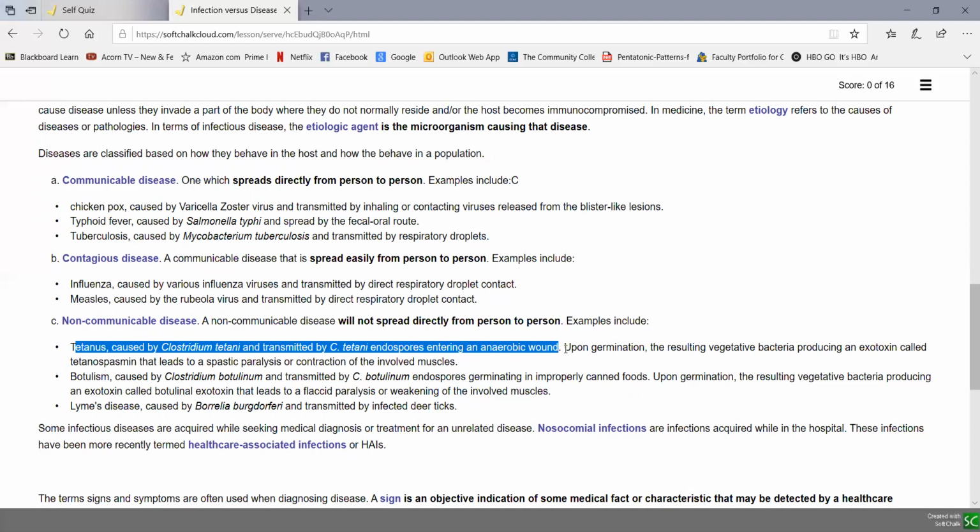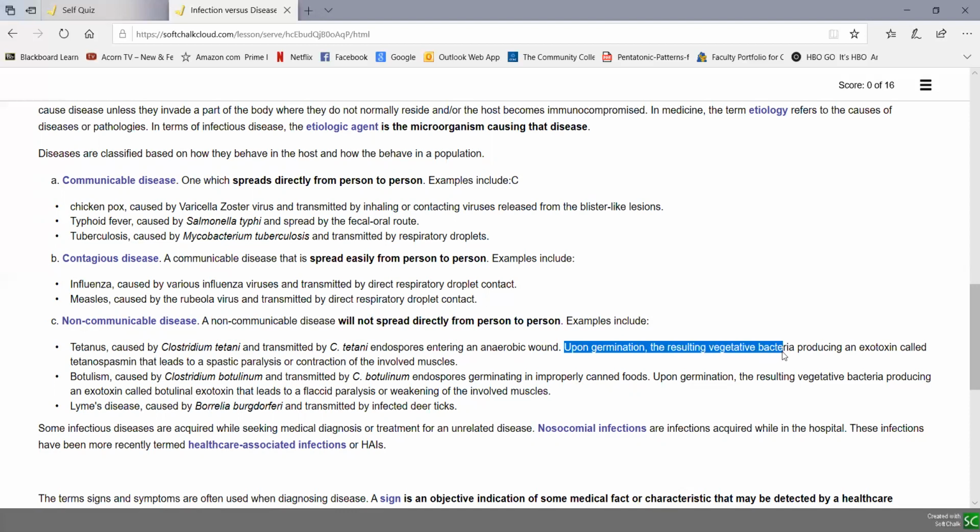Under those conditions, the endospores germinate, and as the vegetative bacteria grow, they produce an exotoxin called tetanospasmin. And this exotoxin, once released by the bacteria, causes a spastic paralysis, which is a contraction of the involved muscles where they contract and don't relax. So tetanus is not communicable. You have to have the endospores entering an anaerobic wound, then they have to germinate and produce the toxin. But the bacterium itself is not transmittable.